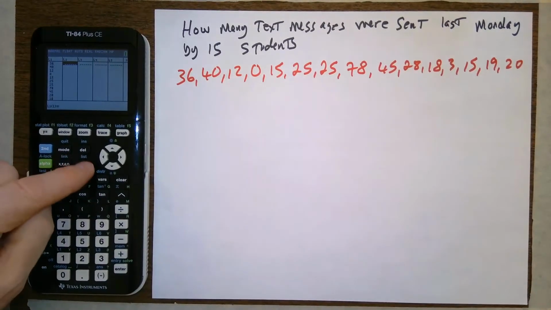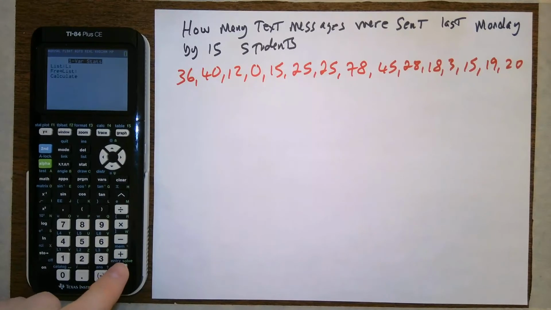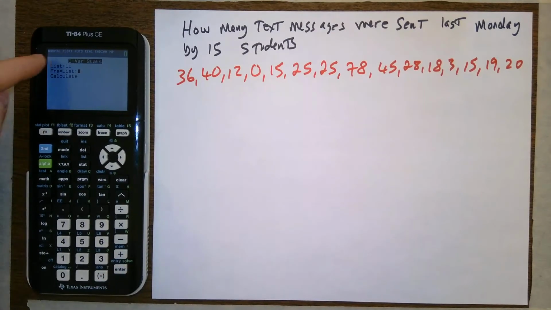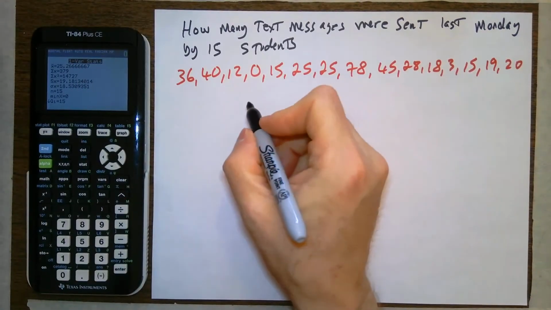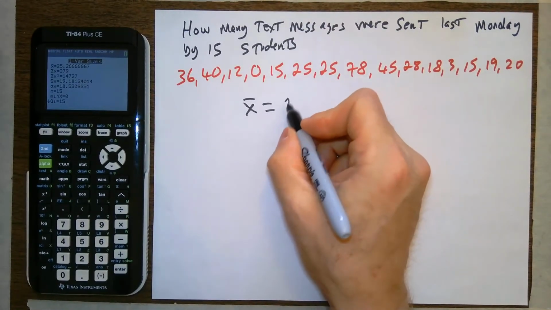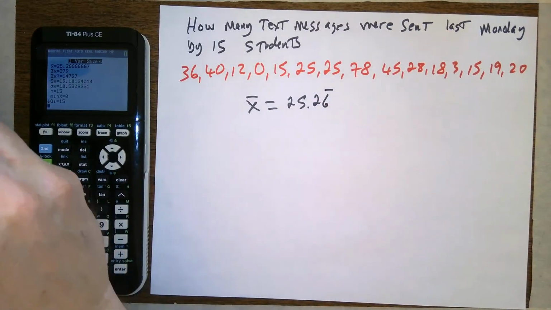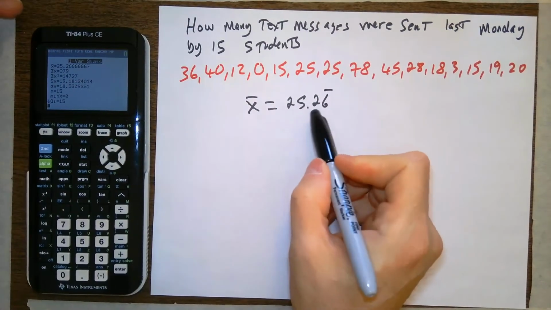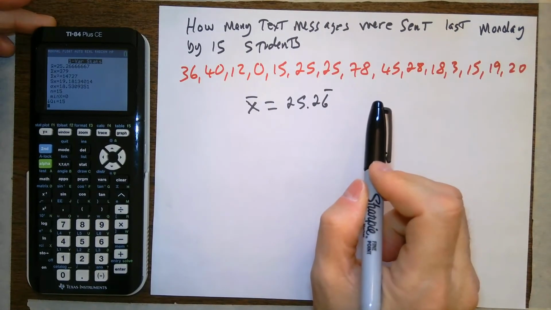All right, so here we go. We're going to go to Stat, Calculate, One Variable Statistics, using List 1, Calculate, and here it is. There's everything we need to know. As I take a closer look and write down all my information, it's telling me that the mean is 25.26 repeating. So a little over 25 texts is the average number of texts that are being sent.